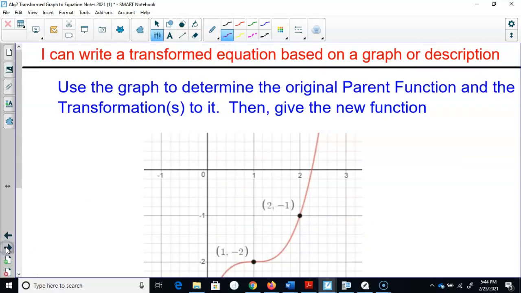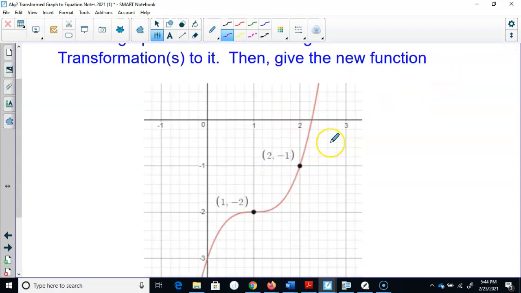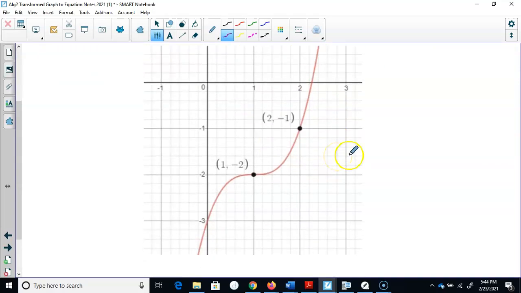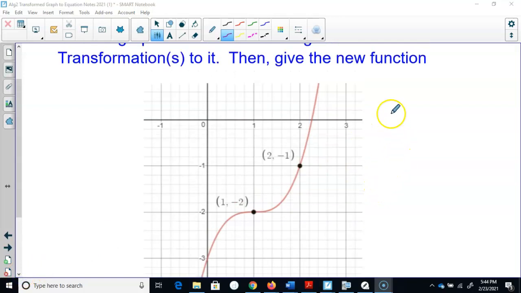Let's keep practicing. Okay, now it says use the graph to determine the original parent function and the transformations to it, and then give the new function, okay? Give the new function. Okay, the first thing that we want to recognize is what parent function that is. So that's the first step, the parent function. So I'll put PF for step 1. The parent function here is y is equal to x cubed.